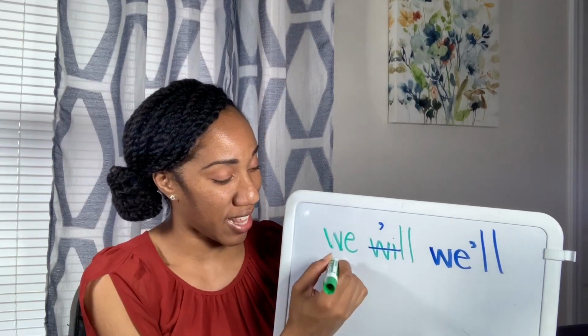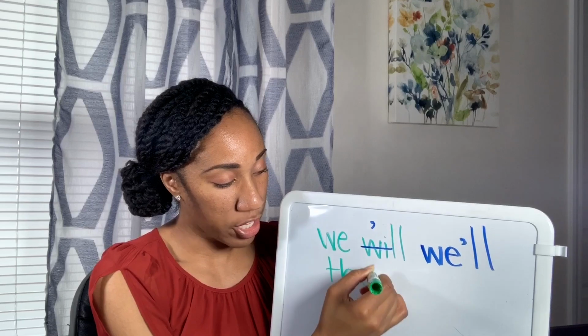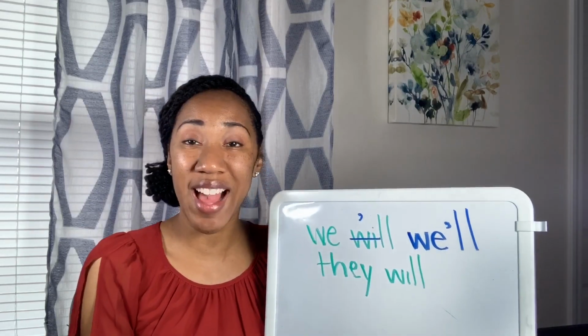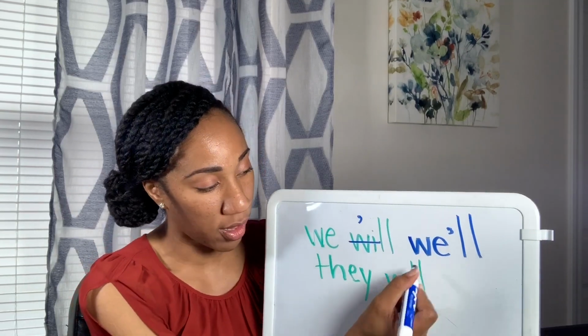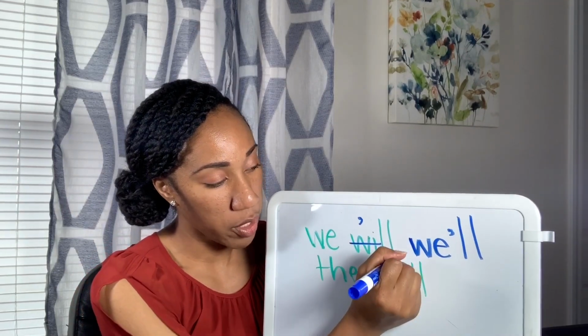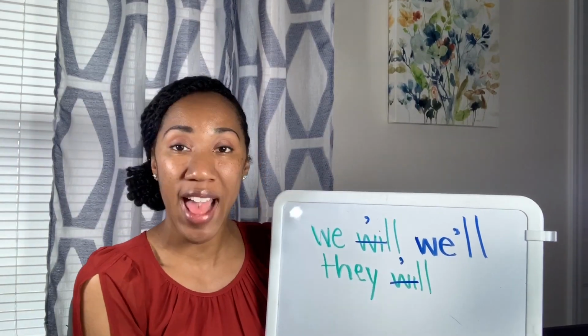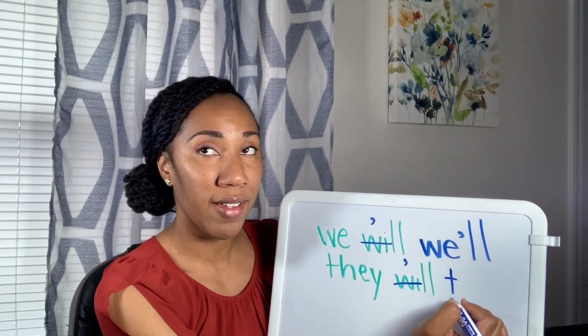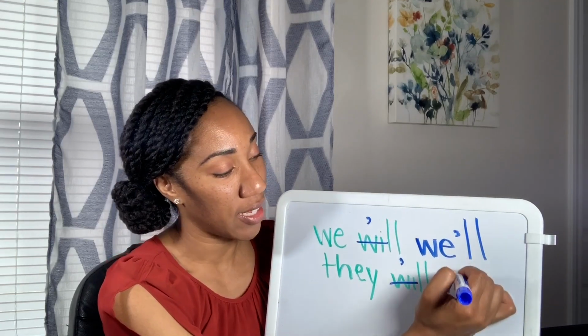And the last one is they will. T-H-E-Y, will. To make a contraction out of they will, we're going to cross out W-I, and instead of those letters, we'll add an apostrophe. So the contraction is, what is it? Yes, it's they'll.